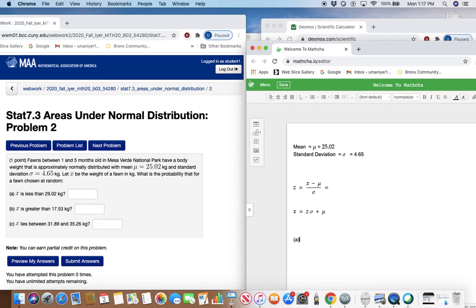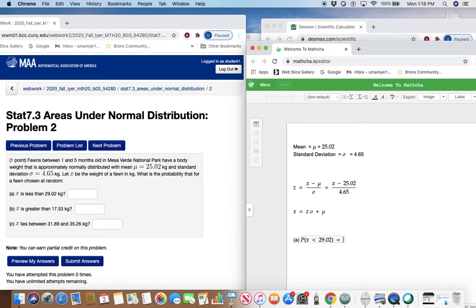Part A is asking us to find the probability that x is less than 29.02. Now you need to use a table, but there are no x tables. X is called the raw score. You want to standardize it. That's the formula for standardizing. Our mu is 25.02 and our sigma is 4.65. I'm going to use that to standardize this.